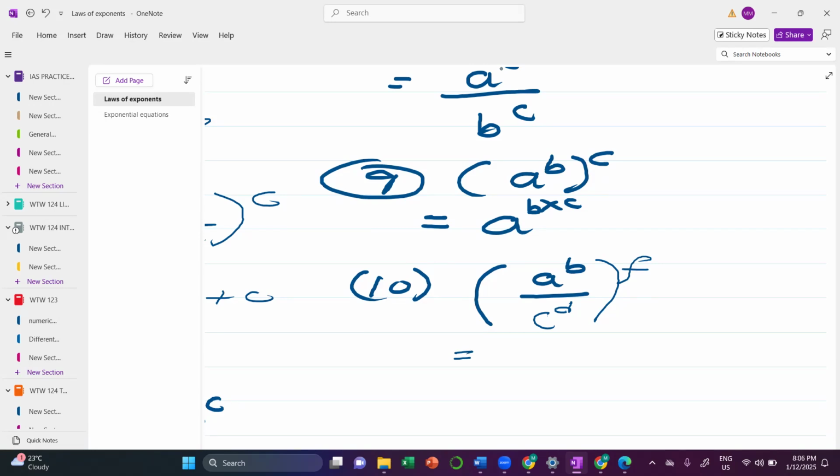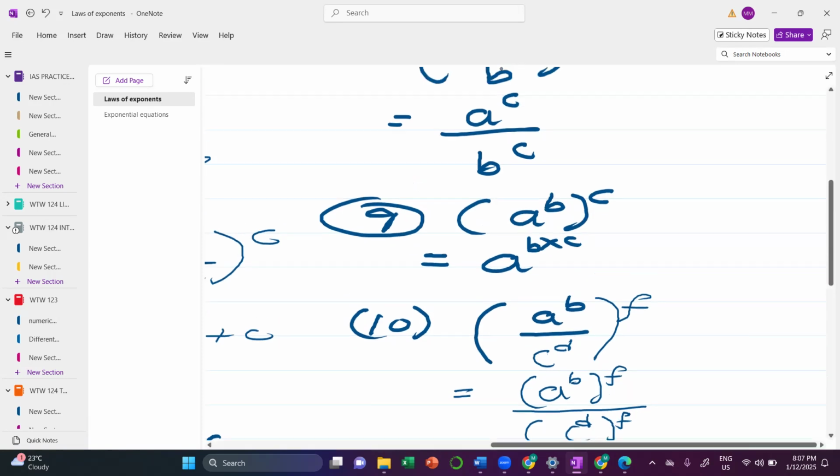I'm dividing, right? But this is raised to the exponent of f. So what am I going to have? I'm going to have a to the exponent of b, all raised to the exponent of f, all divided by c to the exponent of d, all raised to the exponent of f. And this just comes from this number 10.